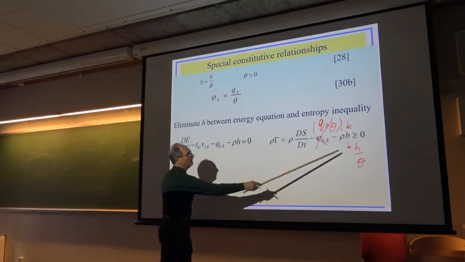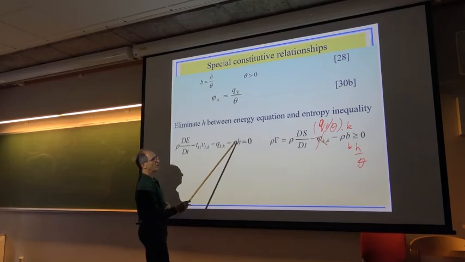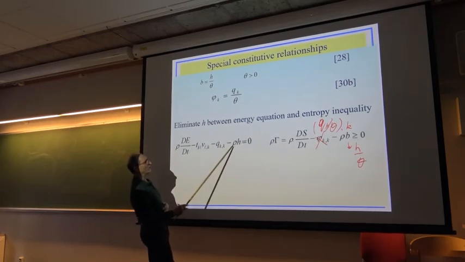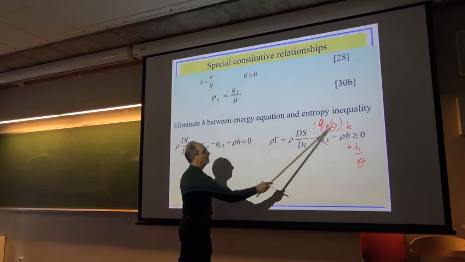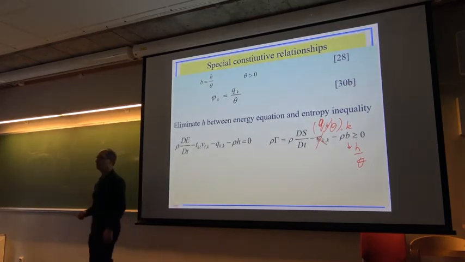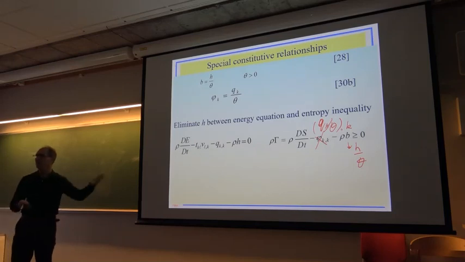If I now eliminate H between these two, so I can take H from here is equal to this side divided by rho and put that in here, then I have a new entropy inequality. And I want you to do this on paper, see what you get.